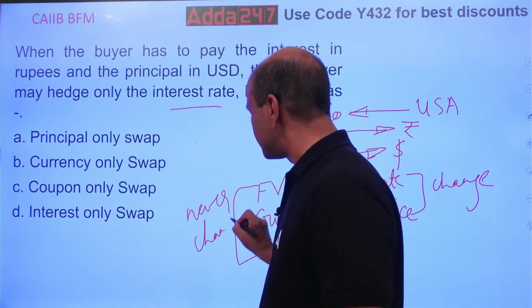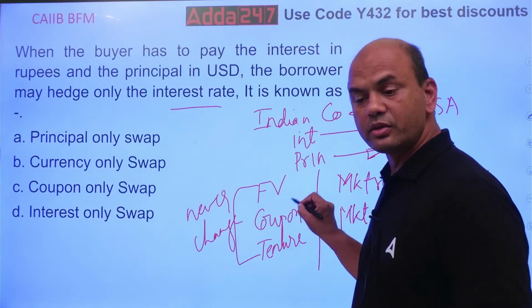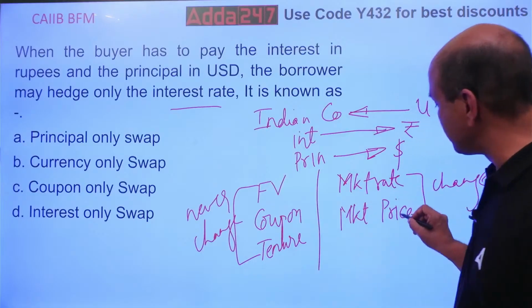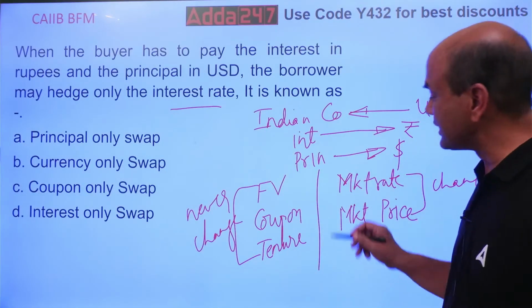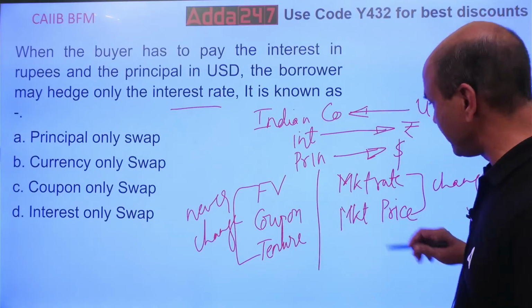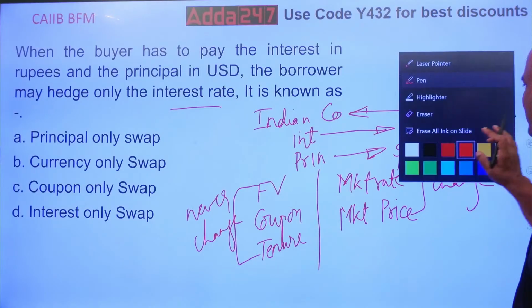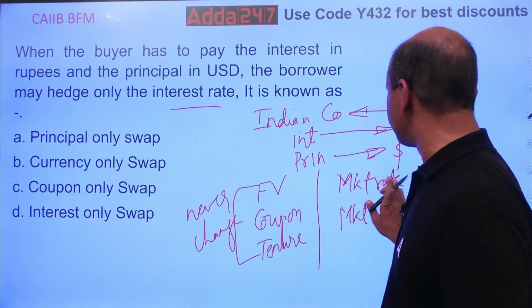Change. But understand this. Coupon is also interest only. Coupon is also interest, and this market rate is also interest. Both are interest. But this is compulsory, not changing, and this is changing. So you might be knowing all these things, because you have already done this. So it was just a revision for you.